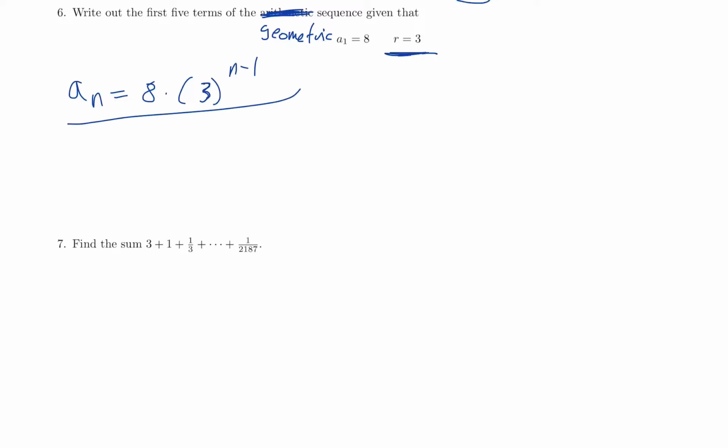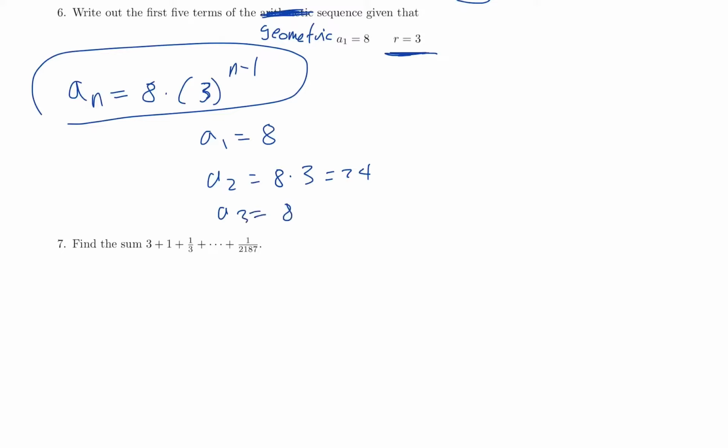Okay, so this is the formula. Now, to write our first 5 terms, just plug 1 in. Well, it's 8. Second term will be 8 times 3, 24. Third term will be 8 times 3 to the second power, which is essentially 24 times 3, 72.